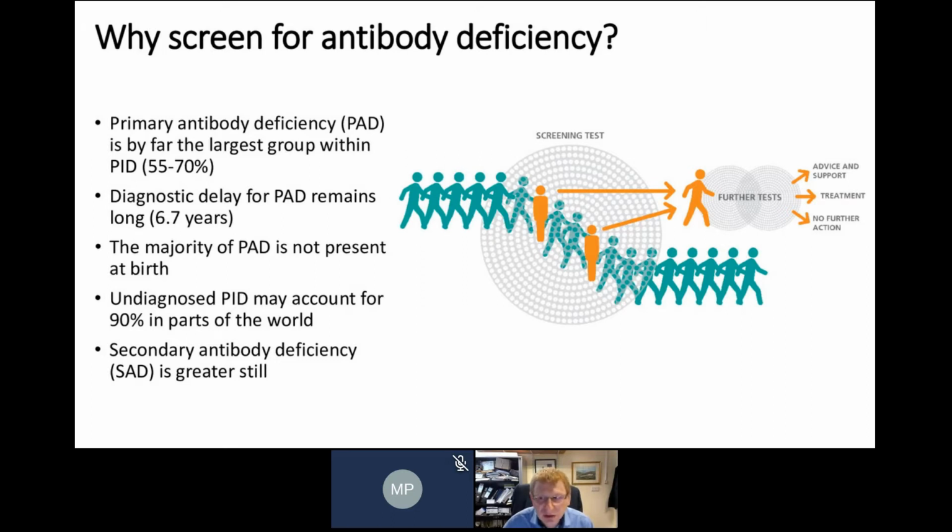But if one looks at the WHO criteria for screening, one of the reasons to screen is the fact that you can actually do something about it. And certainly, if we know about antibody deficiency, there are numerous things that we could potentially do to help.